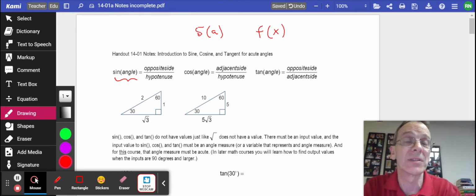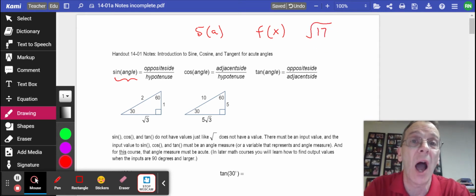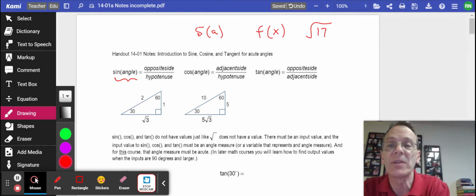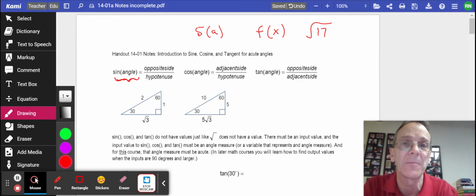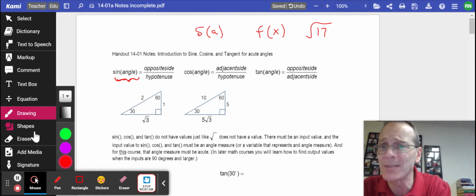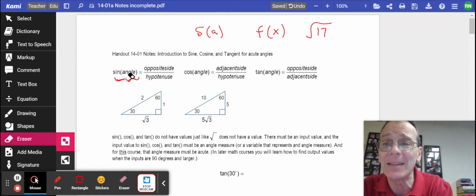And likewise, consider the square root function. How would you read an expression like this? You would say square root of 17. You would not say square root times 17. That makes no sense at all. So the way we read this expression is "sine of angle," or "the sine of an angle." Okay, now what does the sine of an angle mean?